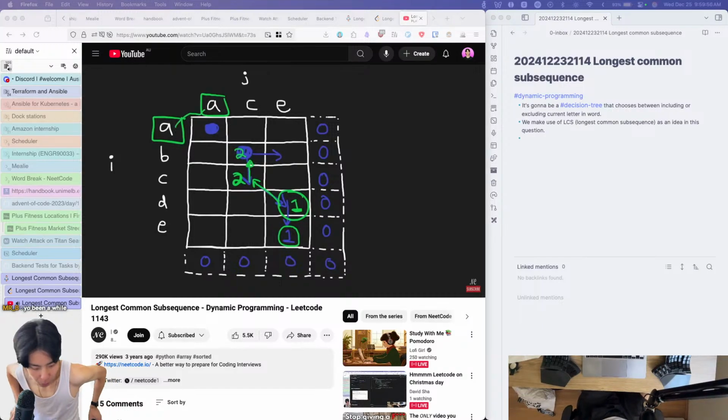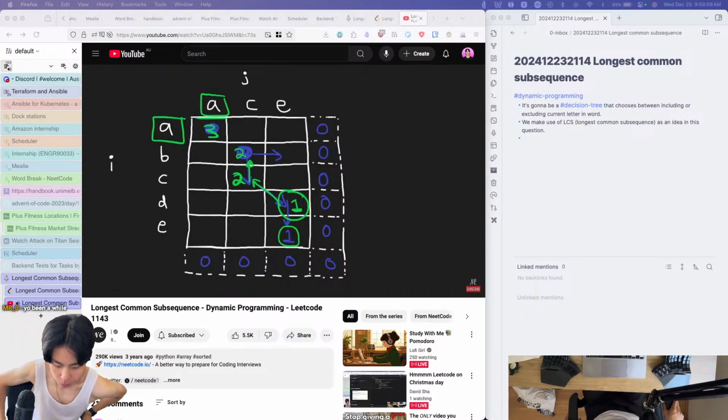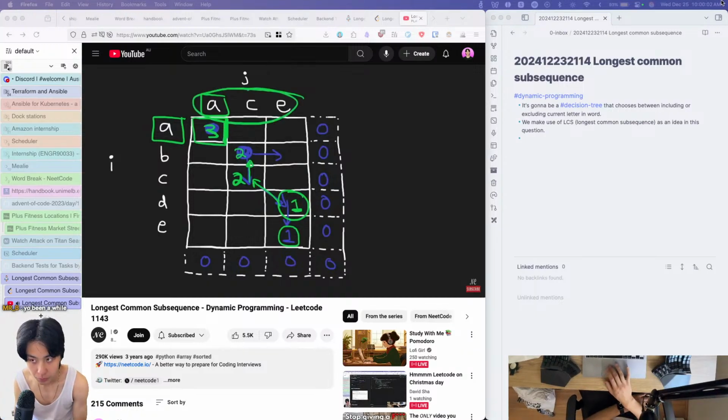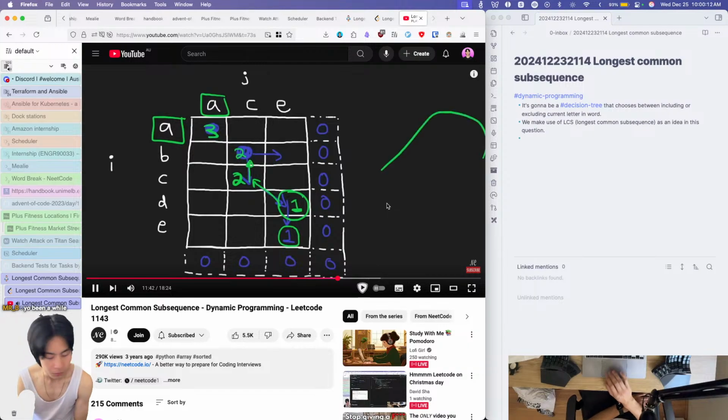This is how we got the result, right? So we got a 3, meaning that the LCS between these 2 strings is 3, right? And that's what we learned from the problem explanation. So, right, what we're going to do is return 3. That's our result.